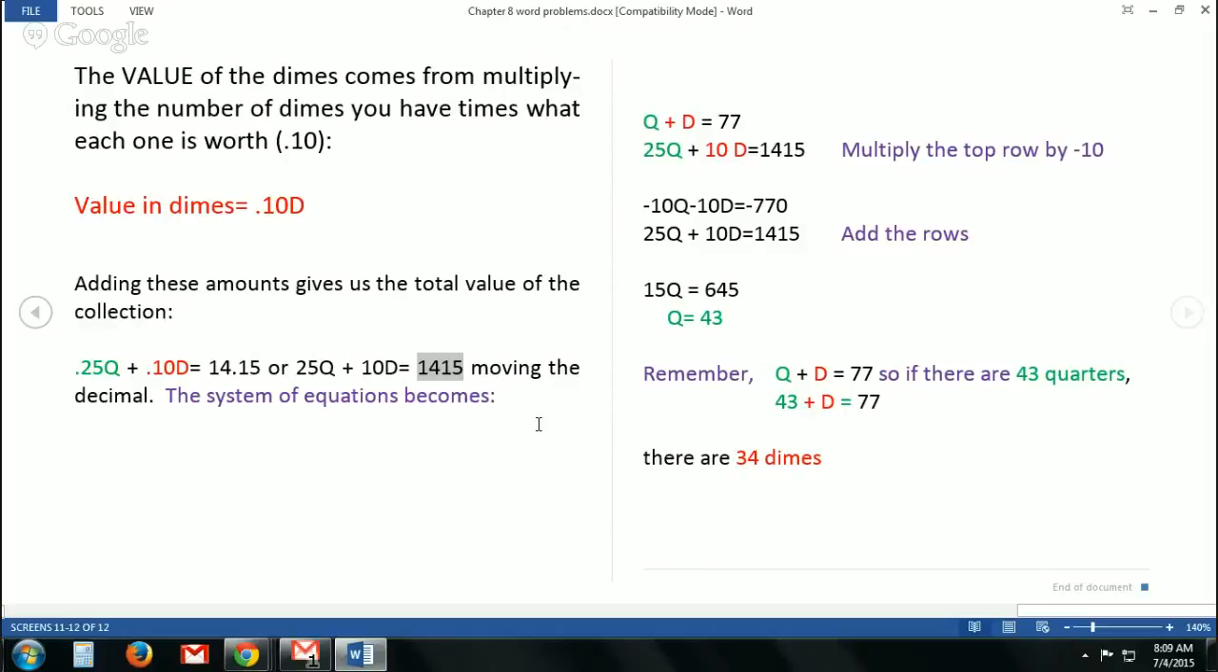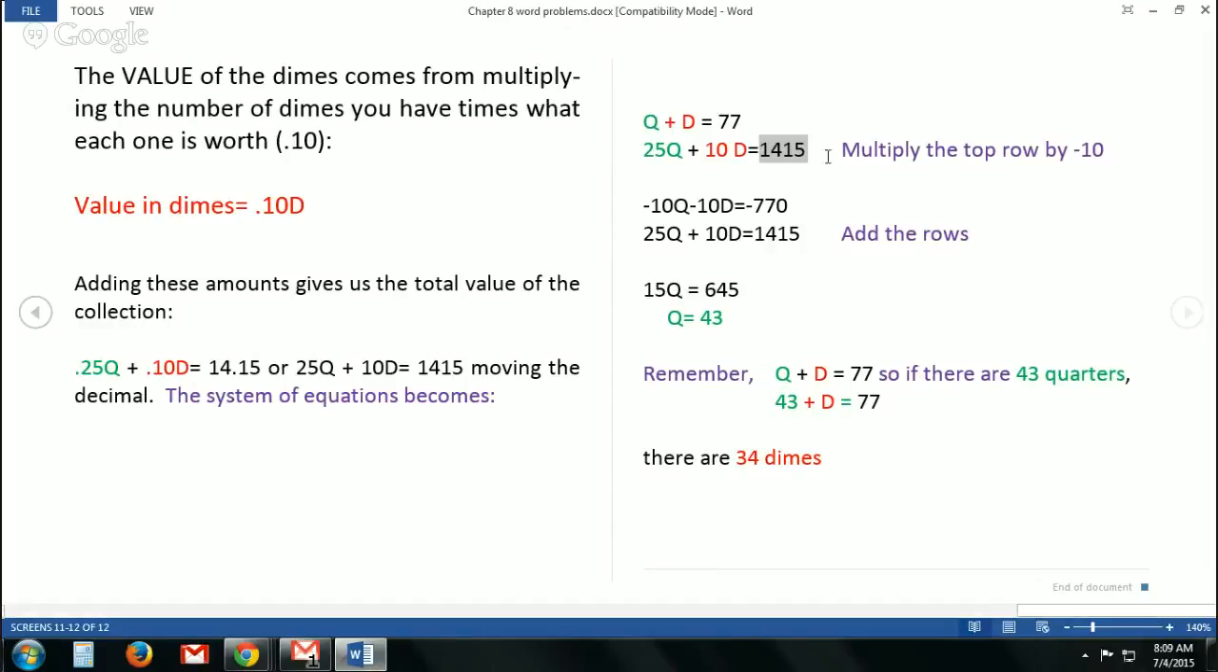Now, this gives us a system of equations to work. The first equation was total number of coins: however many quarters plus however many dimes equals the total number of coins that we have. The second equation comes from value. The value of the quarters plus the value of the dimes gives me the value of the collection altogether. Remember, on that second equation, we've moved the decimal to make it easier to think about.